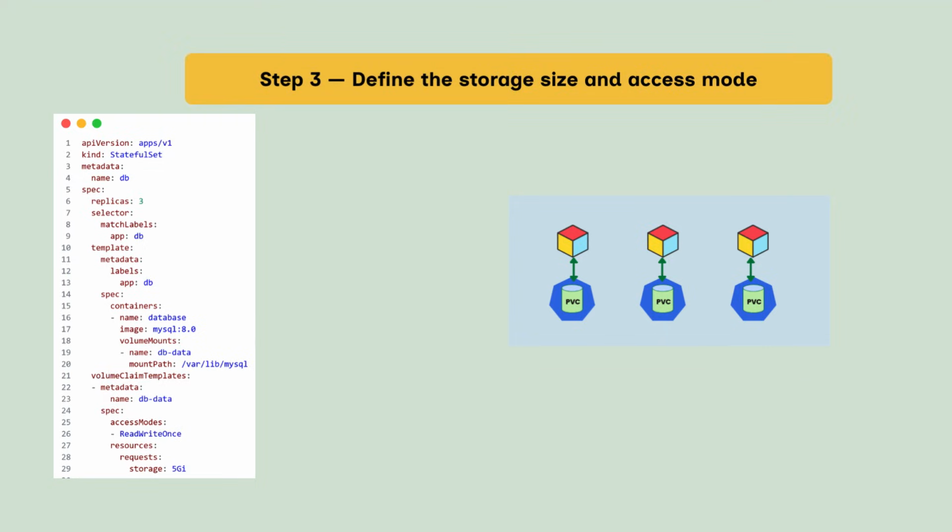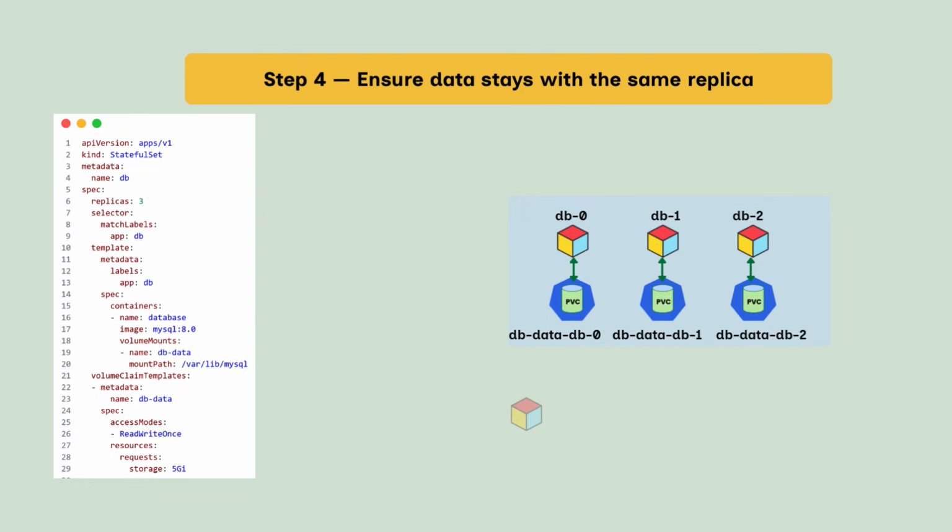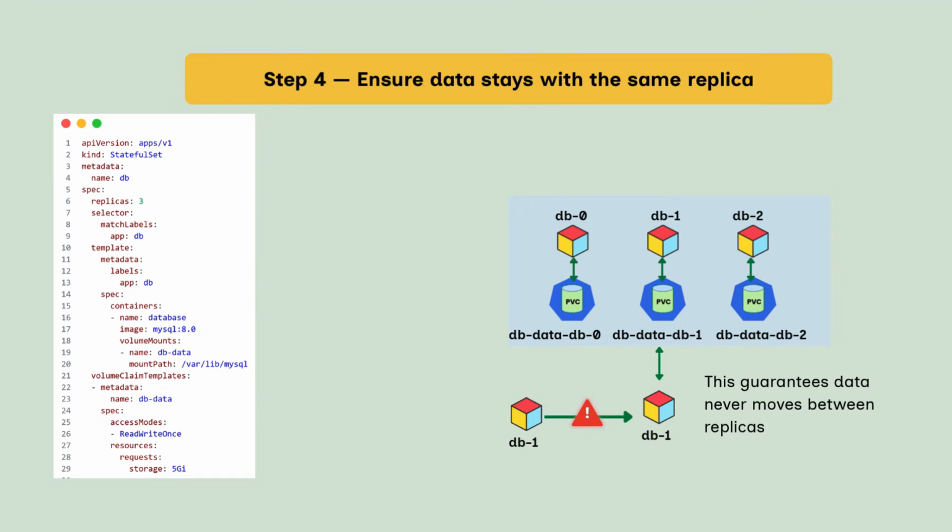Next, we need to define the storage size and access mode because each replica needs its own disk with proper access. Next, we ensure data stays with the same replica. Stateful set gives pods stable names like db0, db1, db2. And Kubernetes will create PVCs like dbdata-db0, 1 and 2. If db1 crashes, it comes back as db1 and reattaches the same PVC. This guarantees data never moves between replicas.